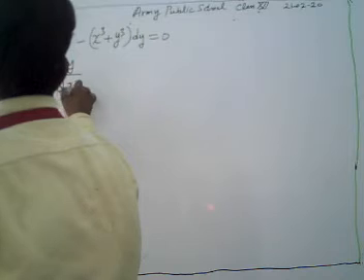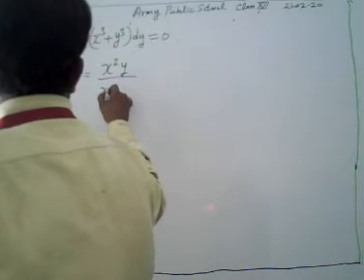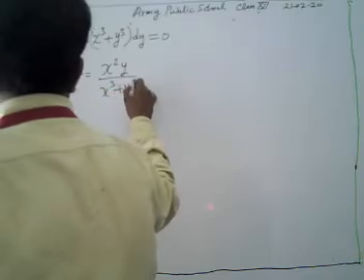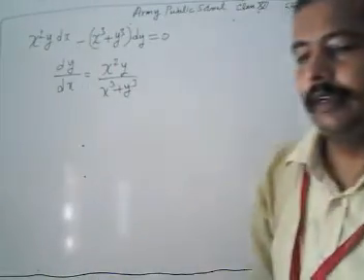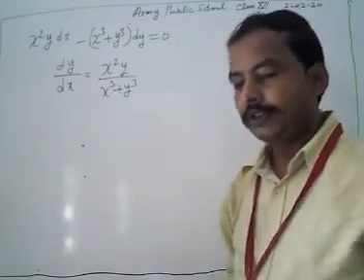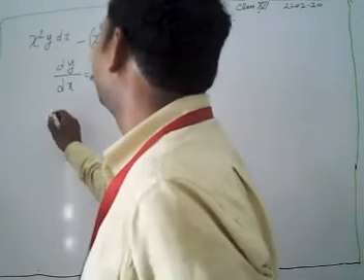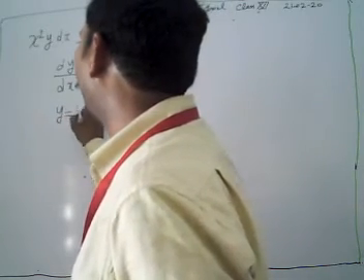That's dy by dx equal to x square y upon x cube plus y cube. Look, now after showing that the given equation is homogeneous, we are going to solve our given differential equation. Then what is our step? First of all, we are going to put y equal to vx.